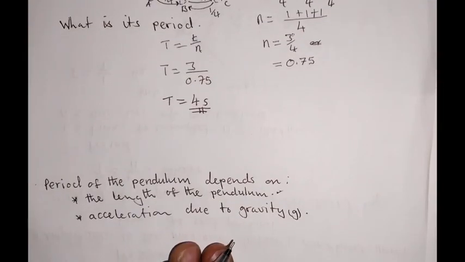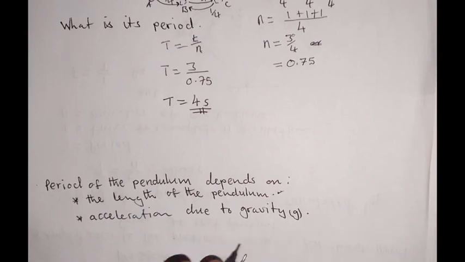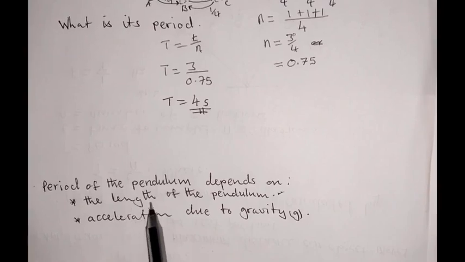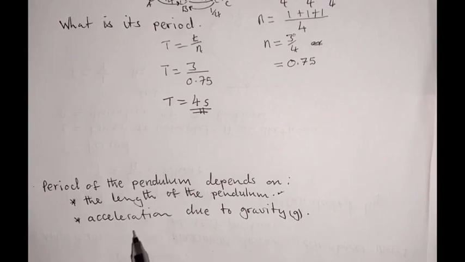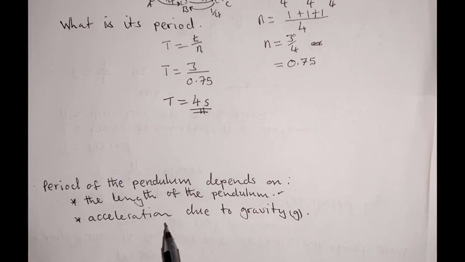These are the two factors that can affect the period of the pendulum. The period of the pendulum can only be affected by the length of the string and also acceleration due to gravity. So acceleration due to gravity can affect the period of the pendulum, and also the length of the pendulum.